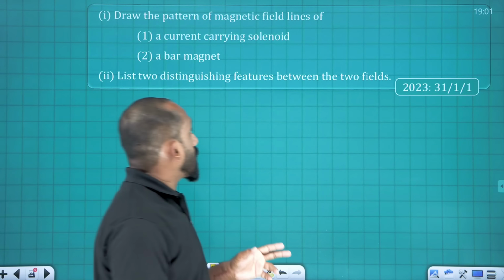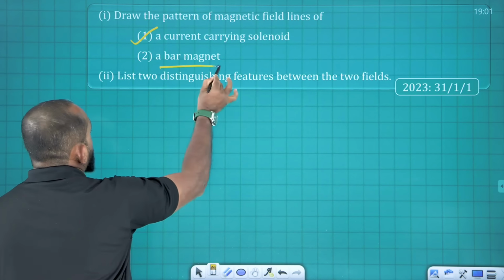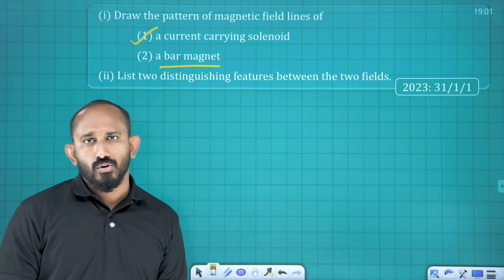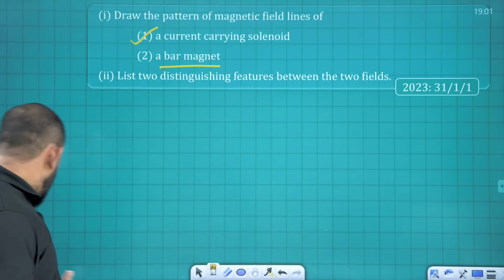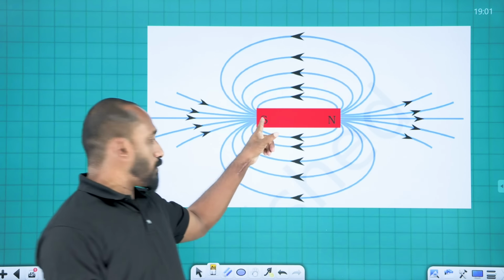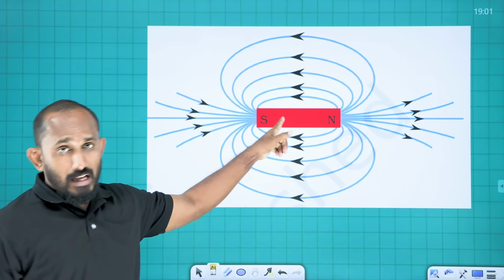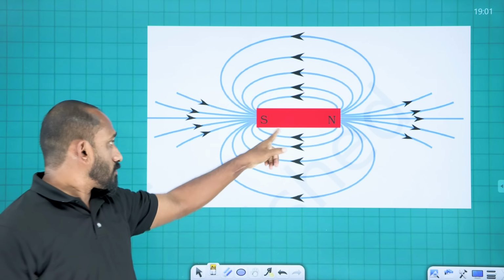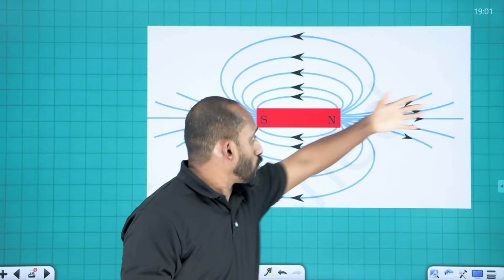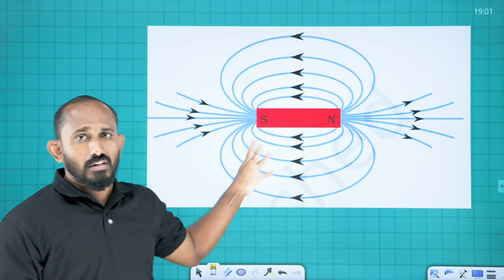Draw the pattern of magnetic field lines of a current carrying solenoid. See, we have done the same. Then a bar magnet. The bar magnet figure is very important. You have to know it. In the NCERT textbook, it's given. See, this is the diagram for the bar magnet. North pole is there, south pole is there. Outside the bar magnet, north to south is the magnetic field direction. Inside, actually it is south to north. So start from north, end at south. This way the field lines should be.